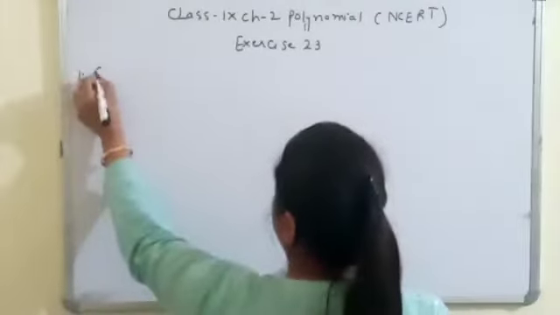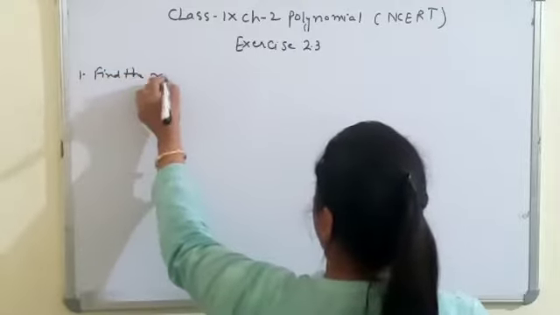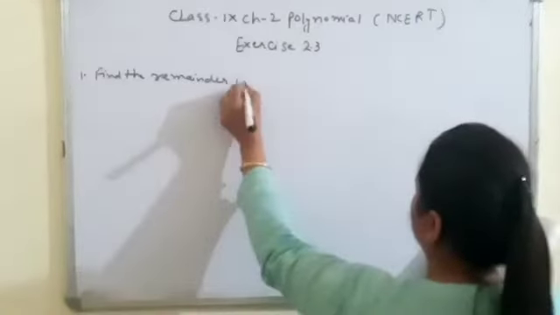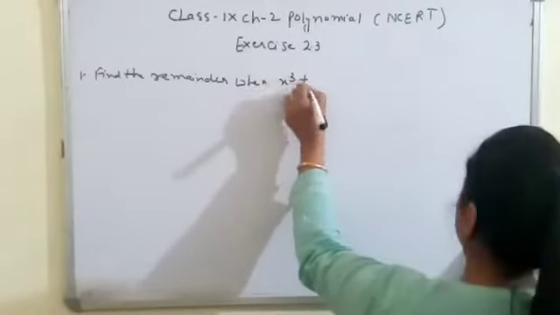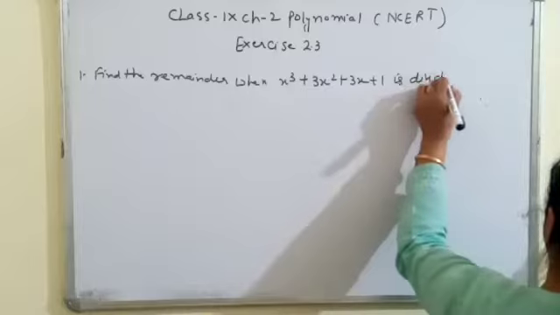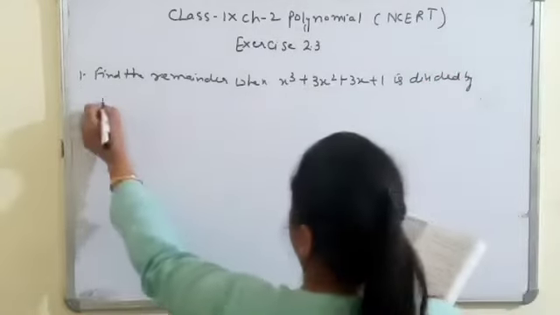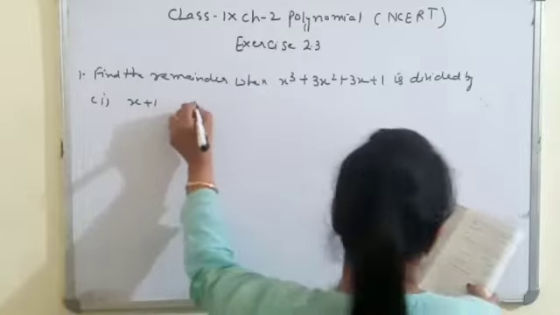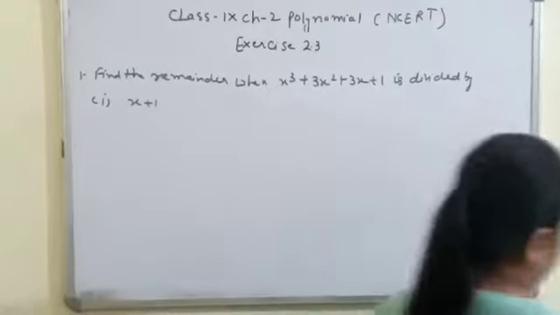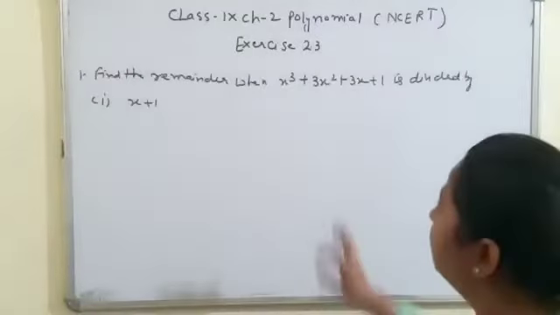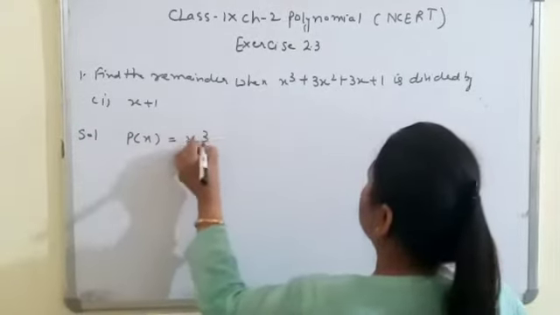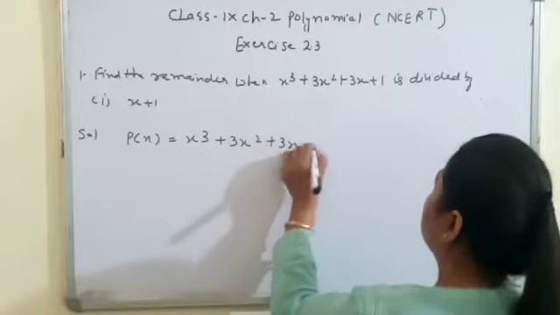First question is, find the remainder when x cube plus 3x square plus 3x plus 1 is divided by, in the first part, x plus 1, and then by x minus 1. Now we have to find the remainder for the polynomial. The polynomial is x cube plus 3x square plus 3x plus 1.